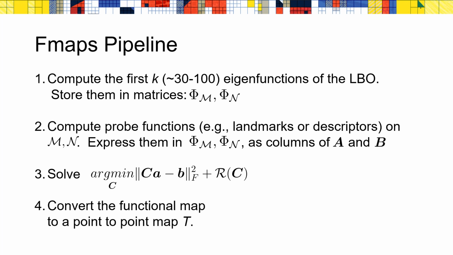Once we have these two matrices, we can solve the minimization problem defined by the requirement that the functional map should preserve these corresponding functions, plus additional regularization that can be added. After the estimation of the functional map C, we can convert it to a point-to-point map T, solving the nearest neighbor assignment problem.